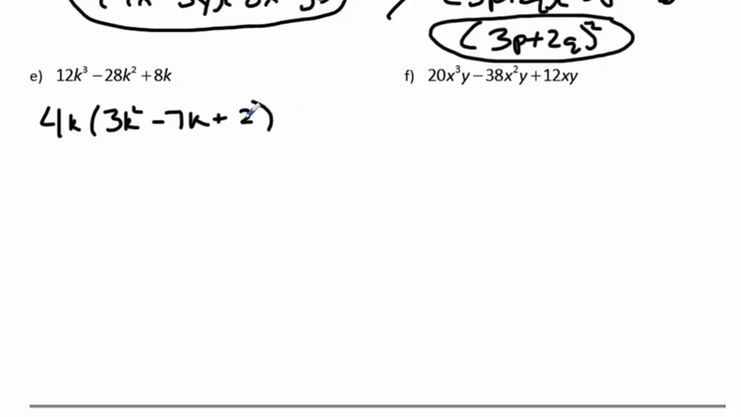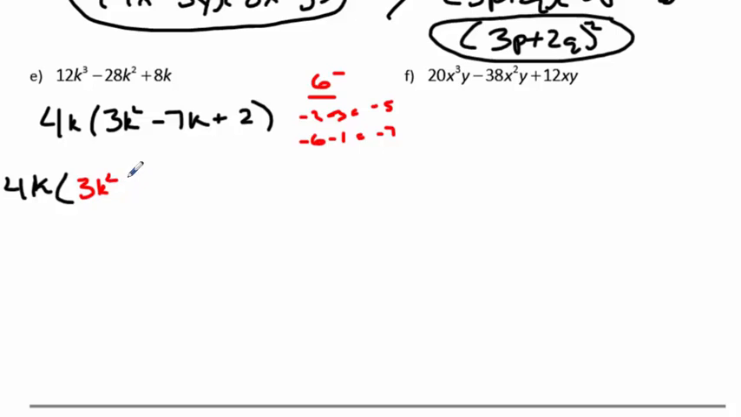3 times 2 is 6. That's positive, so I know I need to have two positives or two negatives. And since the 7 is negative, it needs to be two negatives. 6 is 2 times 3, so negative 2 minus 3 is negative 5. Doesn't work here. Or 6 times negative 1. That one does add to negative 7, so we're going to use that pair. Keep the 4k, and we're going to factor the rest.